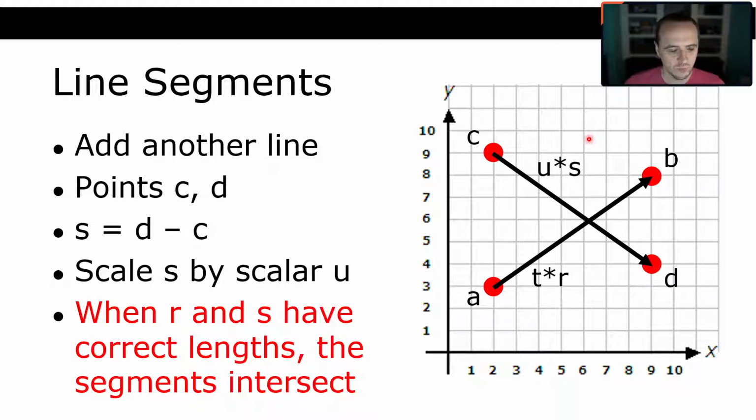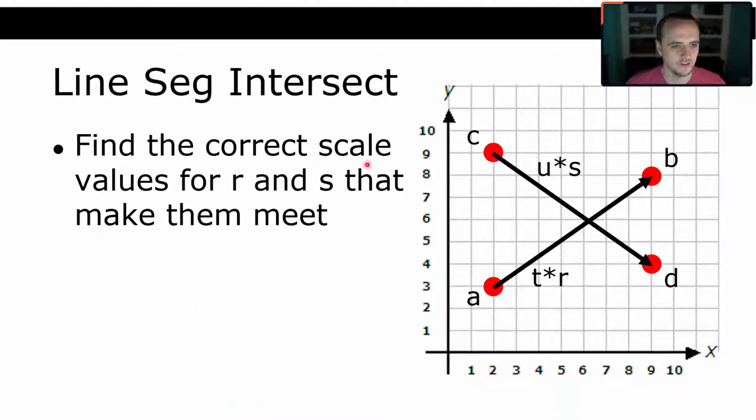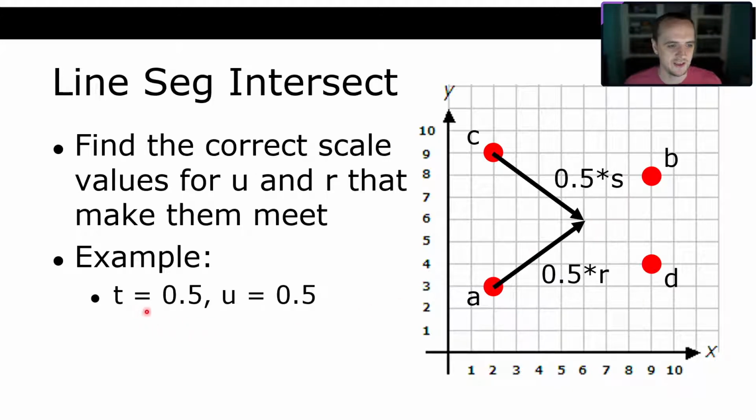So what we have to do is find the correct scale values for R and S that make them meet. In this example, I've crafted it so that if you had T equal to 0.5 and U equal to 0.5, then A plus 0.5 times R would be equal to C plus 0.5 times S. Okay, so what we've done there is we've found where they intersect. And it turns out that the calculation of where they intersect is also needed for if they intersect. Okay, so they're going to intersect, and this is the point at which they intersect.